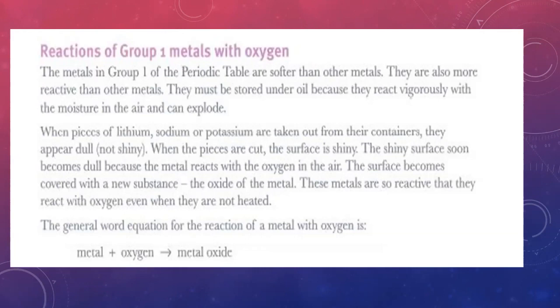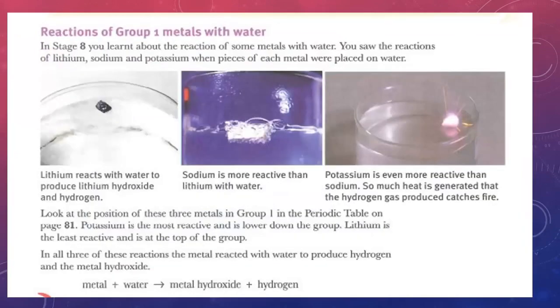In general, the word equation which describes the reaction between metals in group 1 and oxygen is: metal plus oxygen gives metal oxide. For example, when potassium reacts with oxygen, it will give potassium oxide. Potassium oxide. Okay? What about the reaction of group 1 metals with water?